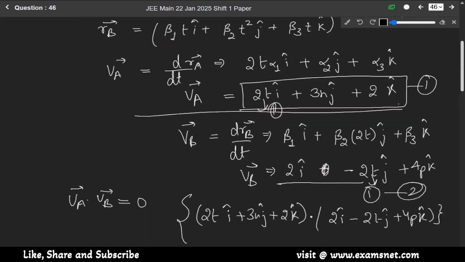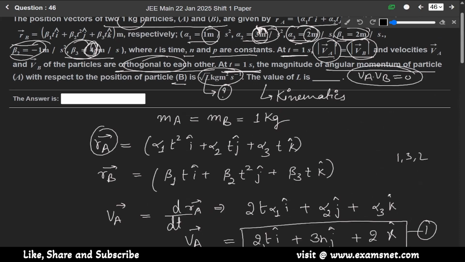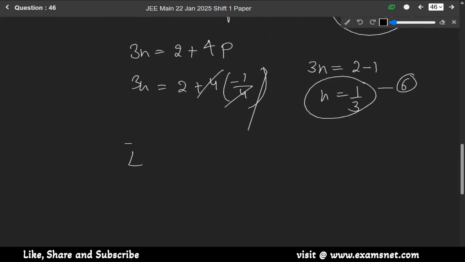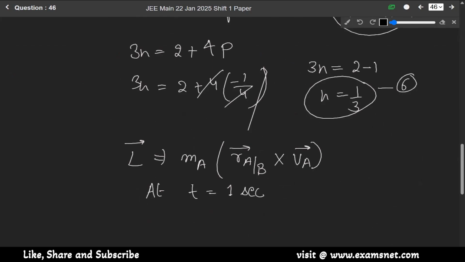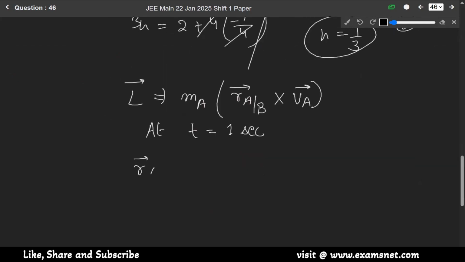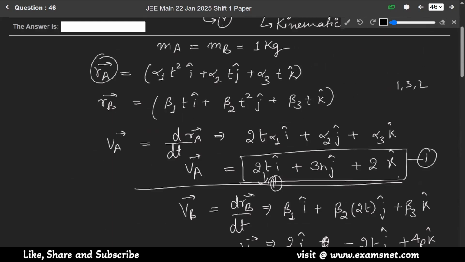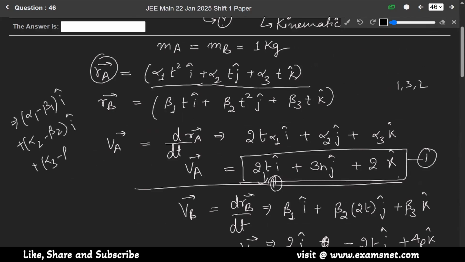According to the question, we need the magnitude of the angular momentum of particle A with respect to the position of the particle B. So L is equal to mass of A into the position vector of A with respect to B, cross product with the velocity of A. At t equals 1 second, the position vector of A with respect to B will be alpha 1 minus beta 1 i cap plus alpha 2 minus beta 2 j cap plus alpha 3 minus beta 3 k cap.